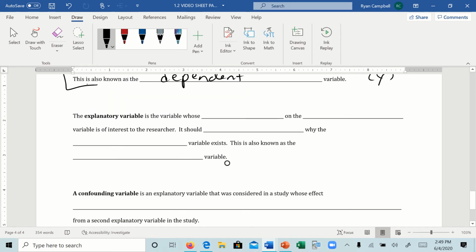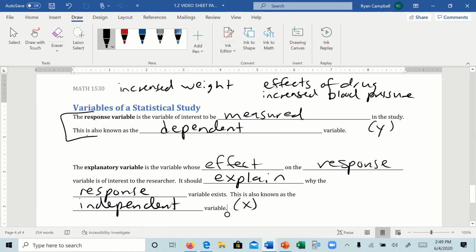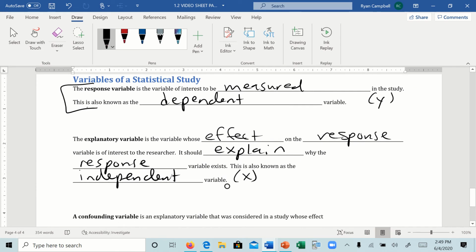The explanatory variable is the variable whose effect on the response variable is of interest. So the explanatory variable should essentially explain why the response variable exists, right? This is known as the independent variable. Or if we know the x and y's, this would be the x variable. So let's look at just increased weight. If increased weight is the response variable, what could be an explanatory variable?